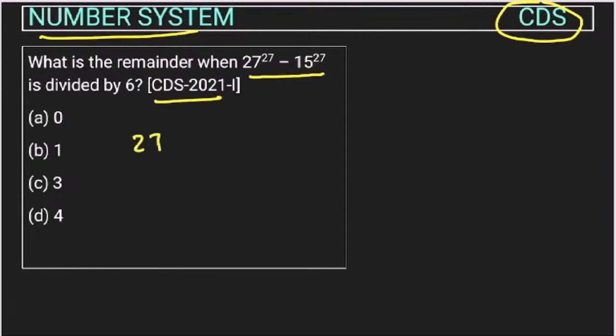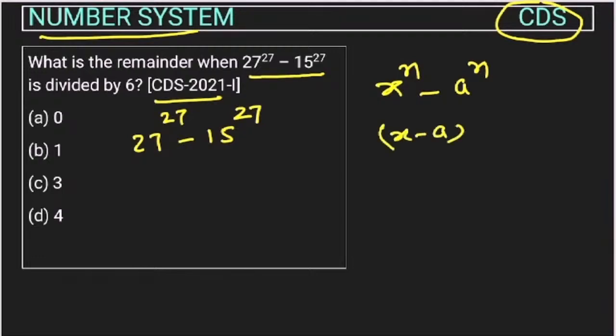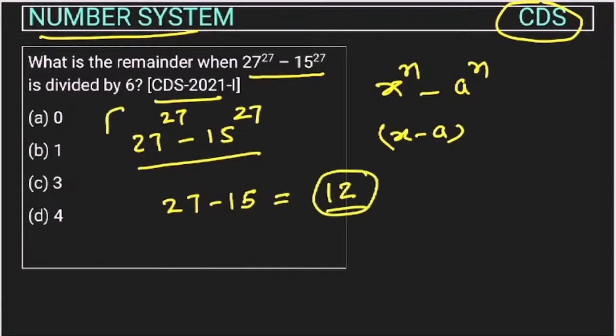So 27 to the power 27 minus 15 to the power 27, right? So we know that if the case is like x to the power n minus a to the power n, no matter what the value of n is, even if it's odd or even, one factor will always be x minus a, right? We know this thing. So here the factor of this will be 27 minus 15. So 27 minus 15 is 12. So 12 will be a factor of this.